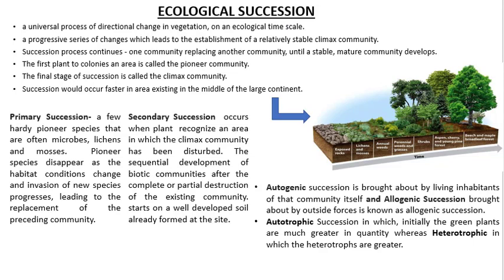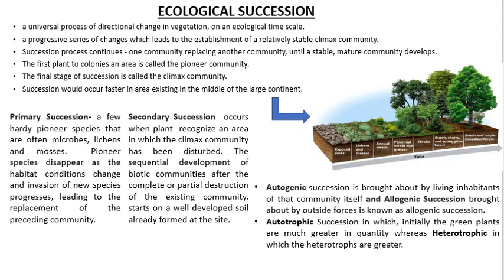Our last topic of this session is ecological succession, which is a universal process of directional change in vegetation on an ecological time scale. It is a progressive series of changes which leads to the establishment of a relatively stable climax community. The succession process continues from one community replacing another community until a stable mature community develops. The first plant to colonize an area is called the pioneer community, and the final stage of succession is called the climax community.